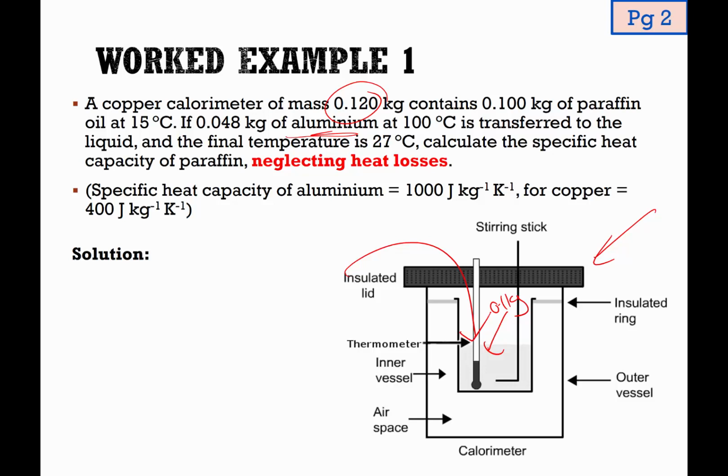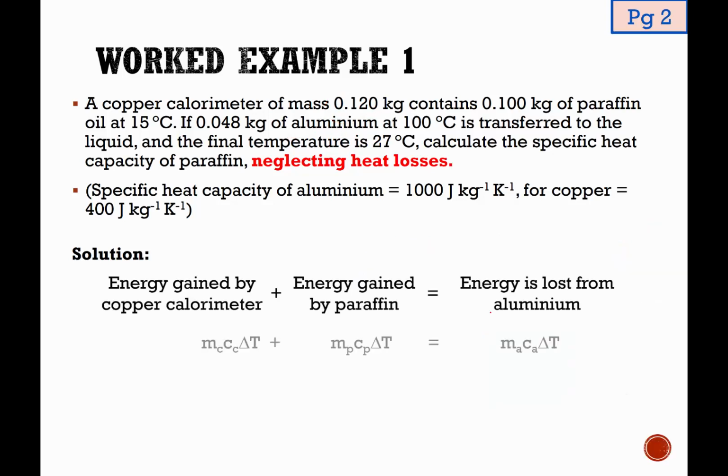So basically, to find the specific heat capacity of the paraffin, what we need to solve is, of course, that the heat gained by the copper calorimeter and the paraffin must be equal to the heat lost by the aluminum. Then we are just going to use the equation Q equals mc delta T to find the individual heat gain and heat loss. The final temperature is actually given to be 27 degrees Celsius. So from there we can find the absolute value of the delta T.